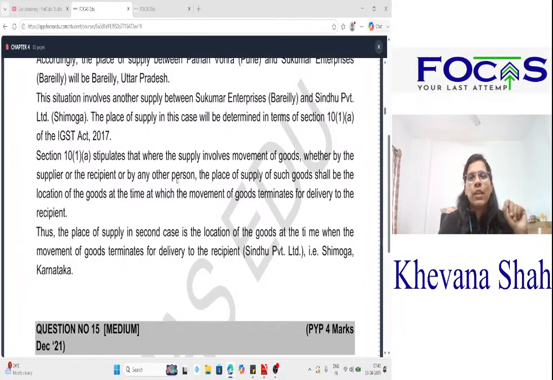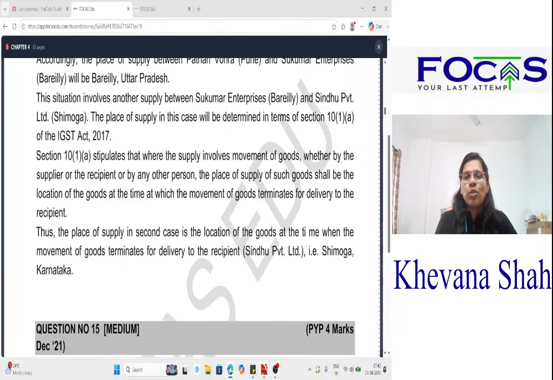Now, the place of supply in this case will be as per section 10(1)(a) because movement of goods is involved. Section 10(1)(a) says that if the supply involves movement of goods, whether by the supplier or the recipient or by any other person, the place of supply of such goods shall be the location of the goods at the time at which the movement of goods terminates for delivery to the recipient. So, the place of supply in the second case is the location of the goods at the time when this movement of goods terminates, that is Shimoga, Karnataka.